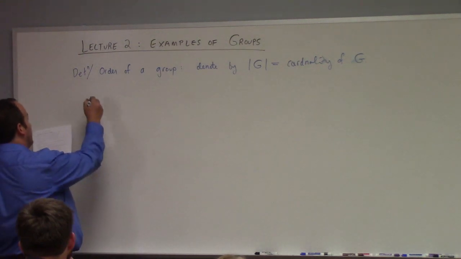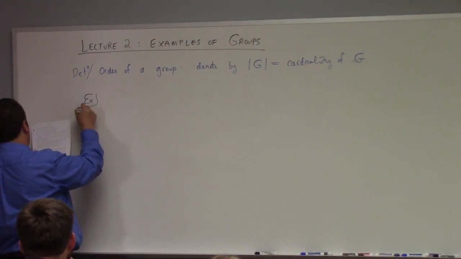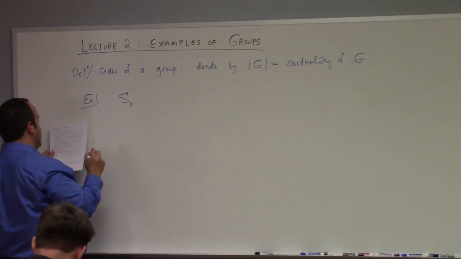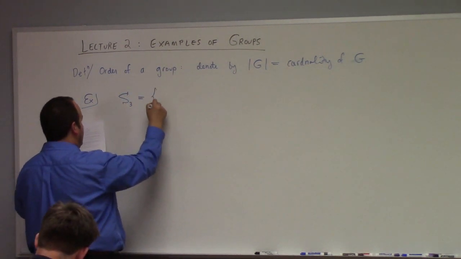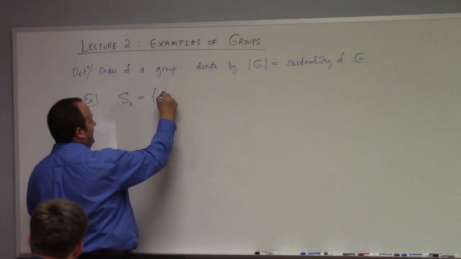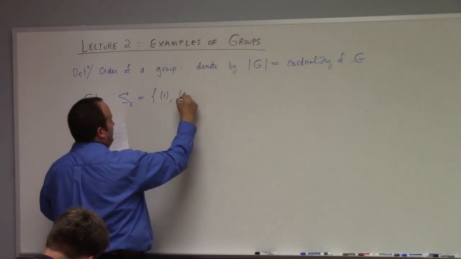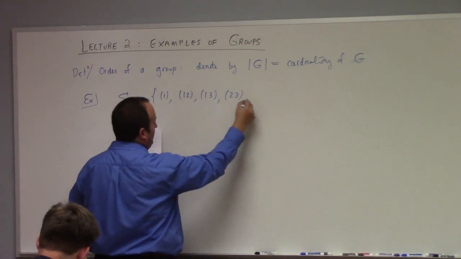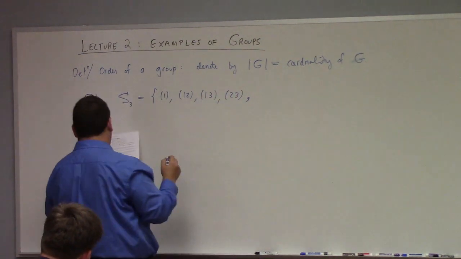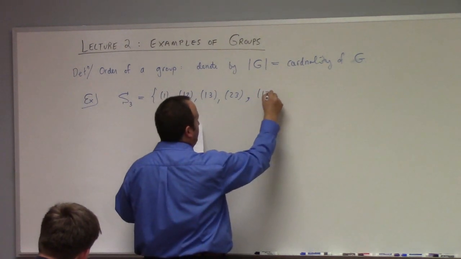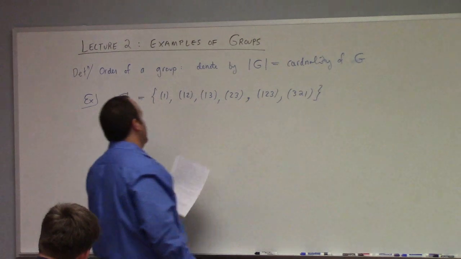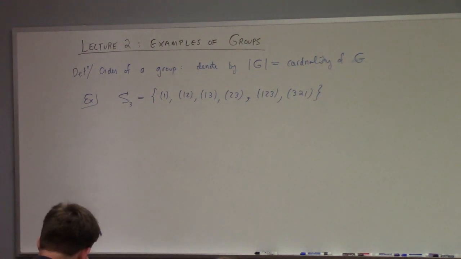Let's get an example. I mentioned this example last time, but this is a good example to have written down. S3, the permutations on 3 elements. In cycle notation, we've got the identity. We've got the transpositions (1 2), (1 3), (2 3). And we also have the 3-cycles (1 2 3) and (3 2 1). So this is the permutations, S3.